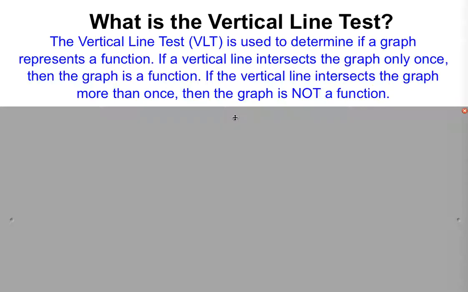The vertical line test is used to determine if a graph represents a function. If a vertical line intersects the graph only once, then the graph is a function. However, if the vertical line intersects the graph more than once, then the graph is not a function. So let's go ahead and apply that concept to several graphs.